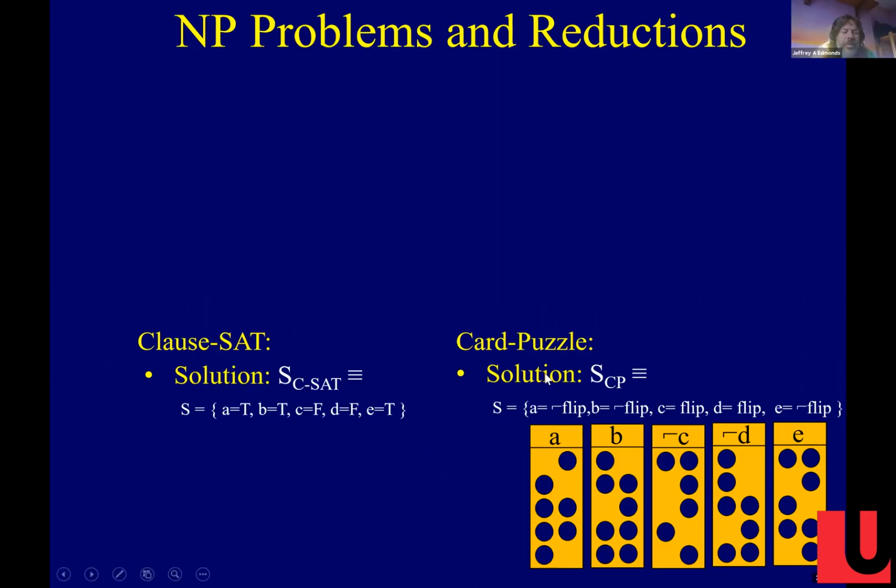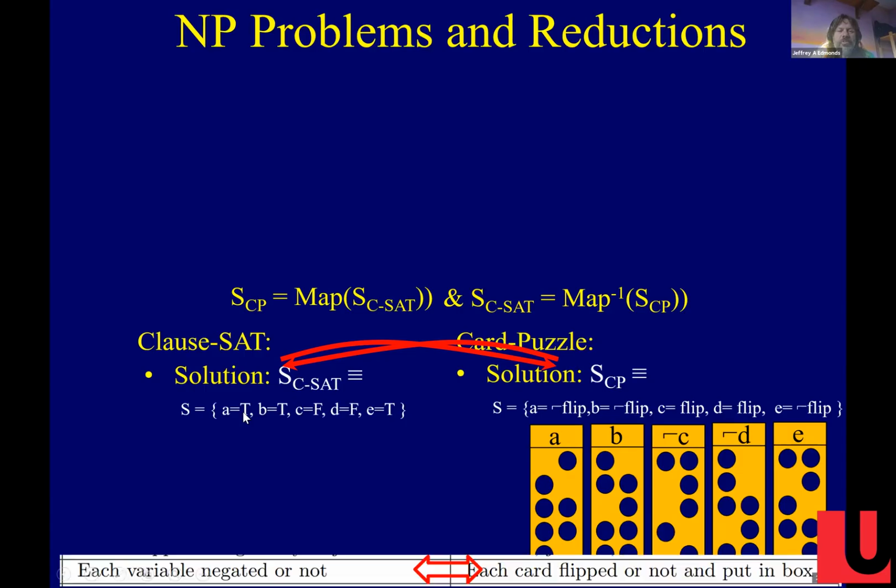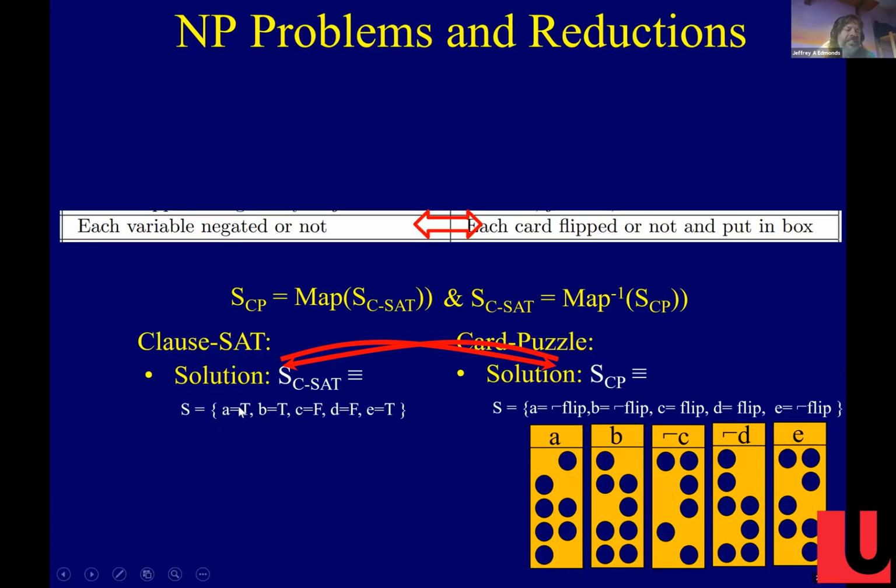All right, so now we get a mapping between the solutions, and this mapping does need to be a bijection, all right? Or at least it's easier if it's a bijection. It doesn't have to be a bijection, but ours is. Basically, if a variable is true in the solution, then we don't flip the card. And if the variable is false, we do flip the card. Right, does that make sense?